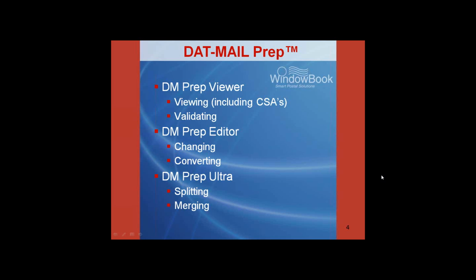DAT-MAIL Prep Editor also allows you to convert files. If you receive a Mail.dat file from one of your customers, let's say it's in the 11-1 format, and you need to quickly convert it over to an 11-2 format, or even now the 12-1 format, you can use DAT-MAIL Prep to do this. You can also do it to go backwards. If you have a 12-1 and you need to go backwards a version to 11-2, you can use DAT-MAIL Prep Editor to do that as well.